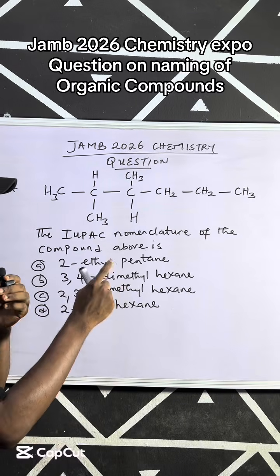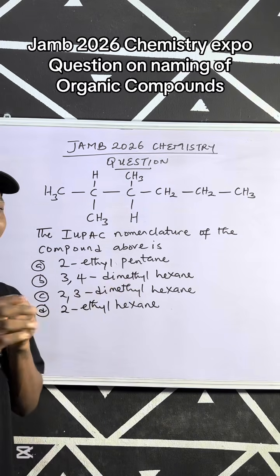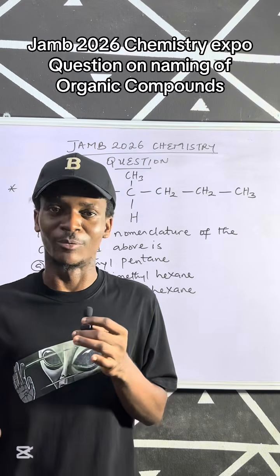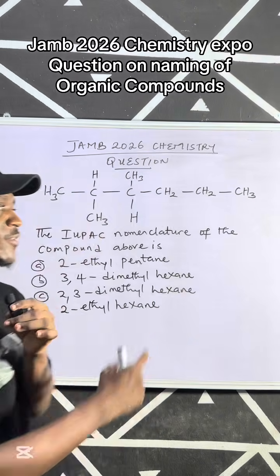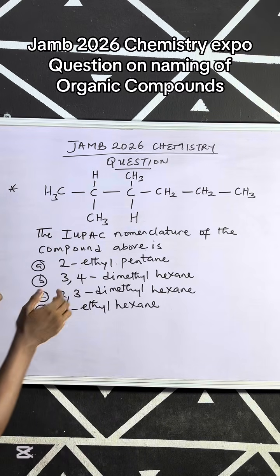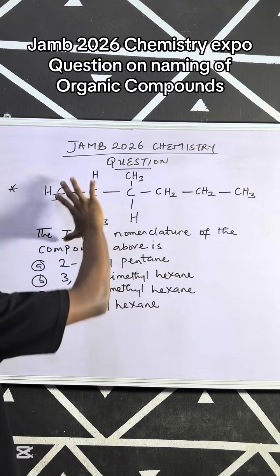This question is on naming of organic compounds, and with Rema it's always very easy for you to do anything in the world of chemistry. So let's dive into looking at this question. We are told the IUPAC nomenclature of the compound above is, this is the compound.